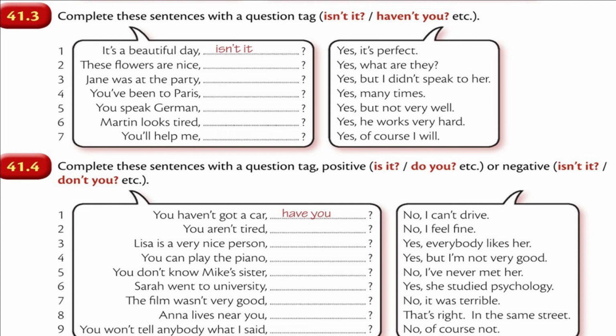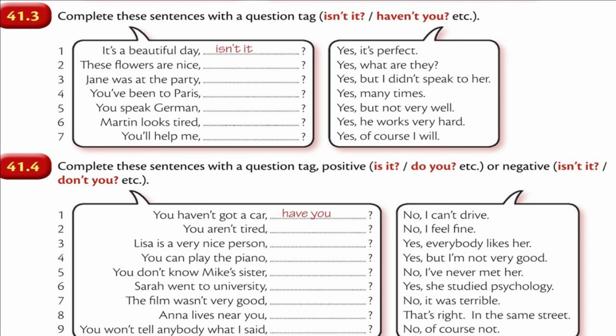Number 1. You haven't got a car, have you? No, I can't drive. Number 2. You aren't tired, are you? No, I feel fine. Number 3. Lisa is a very nice person, isn't she? Yes, everybody likes her. Number 4. You can play the piano, can't you? Yes, but I am not very good.